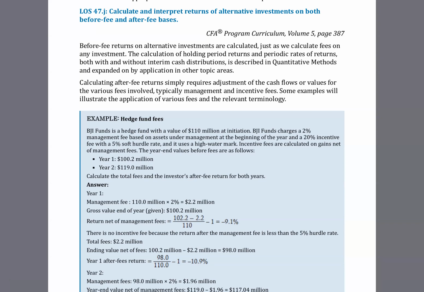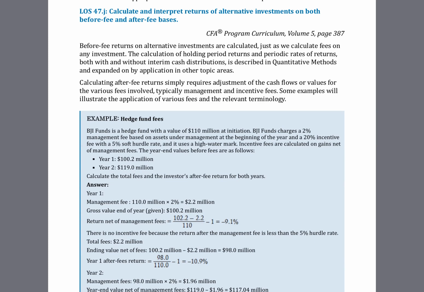Hello, can you hear me? Yes, please. Yeah, we can hear you. So look at the kind of words they put there. They say a 5% soft hurdle rate, and it uses a high watermark. And it says incentive fees are calculated on gains, net of management fees. Then the year-end values are given as 102.2 and then 119 million, even though we started with 110.